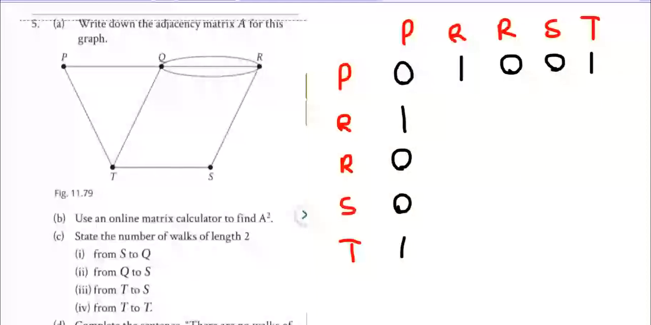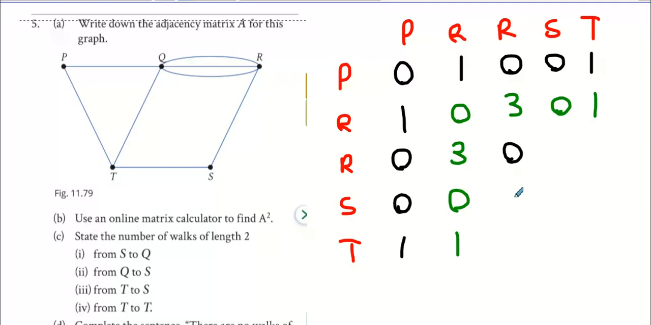Okay. Next one. Q to Q, 0. Q to R, 3. Therefore, R to Q is also 3. Q to S. Q to T, 1. Q to T is 1. Q to S is 0. Okay, next one. R to R. R to S, 1. R to T.